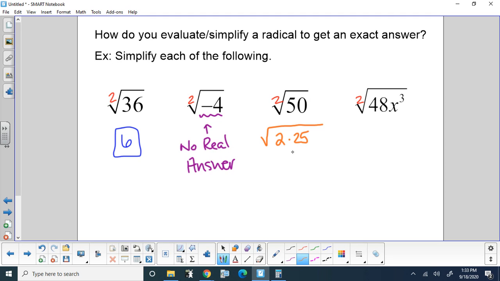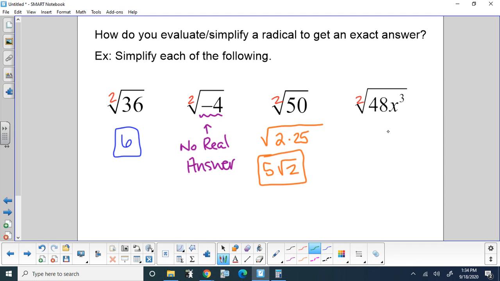If you didn't know that, you could take your calculator and say 50 divided by different perfect squares. So 50 divided by 4, 50 divided by 9, 50 divided by 16, until you got a perfect square to go in or show that it was divisible. Now you can say, well, the square root of 25 is 5, and the square root of 2 I can't break down. So this radical simplifies to 5 times the square root of 2.